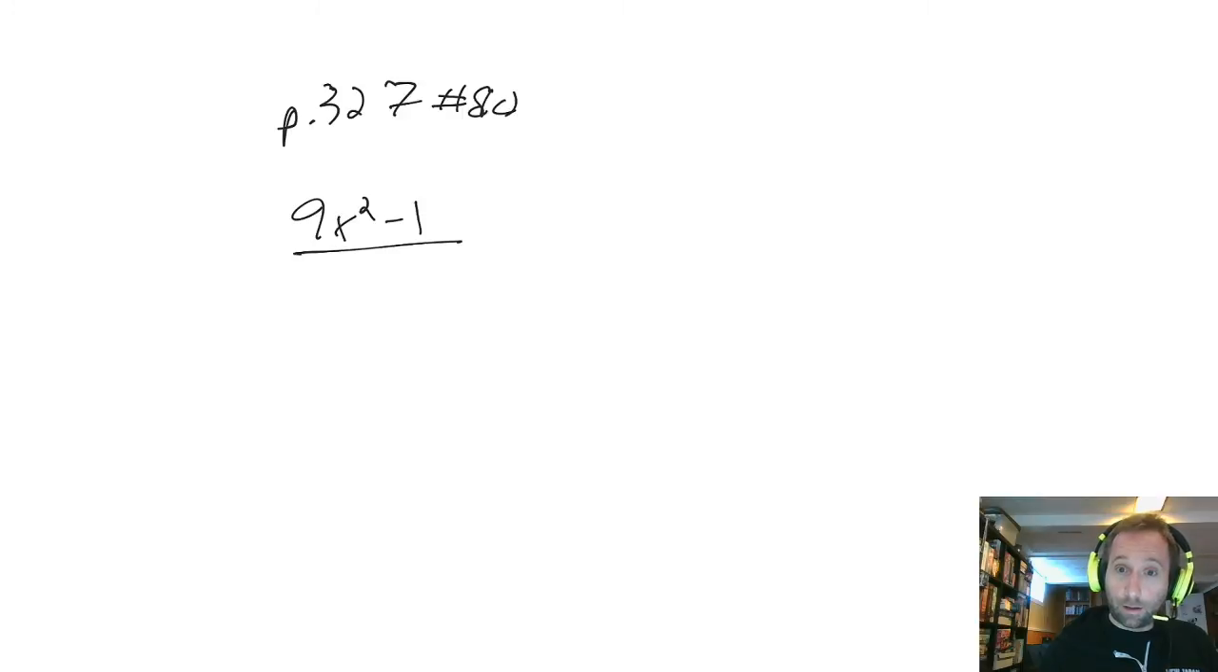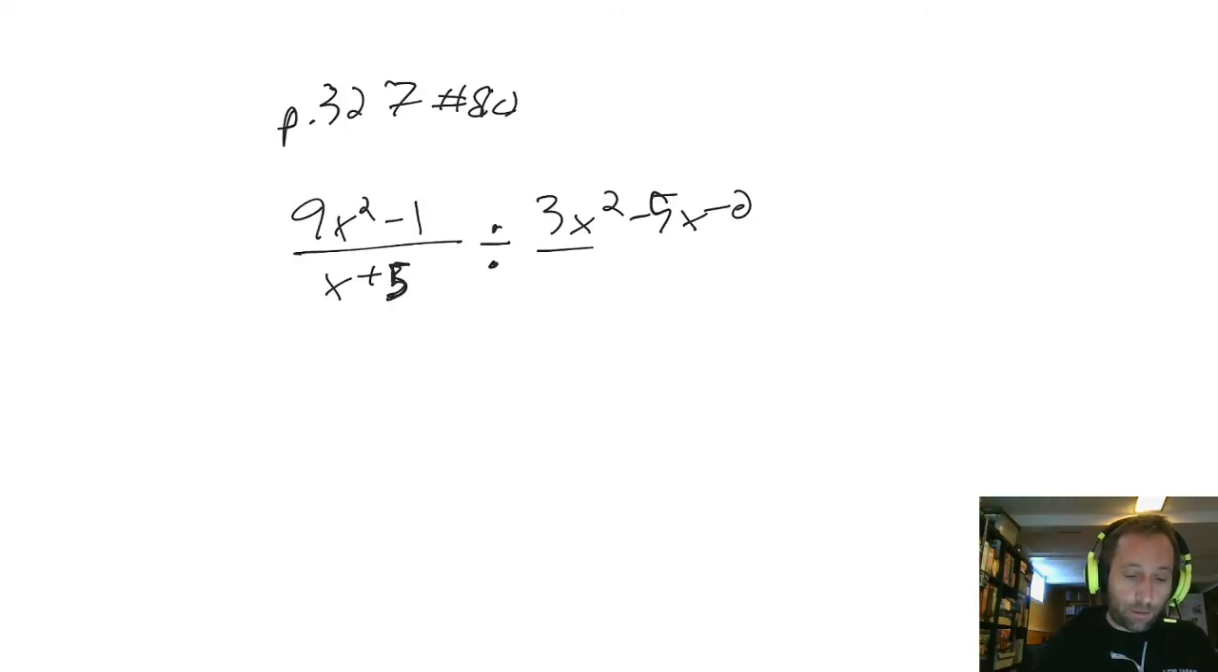So this is on page 327, I'm guessing? Yeah, 327. Question number 8C. So we have 9x squared subtract 1 divided by x plus 5, and we're going to divide that fraction by 3x squared, subtract 5x, subtract 2, divided by the expression 2 minus x. Okay.